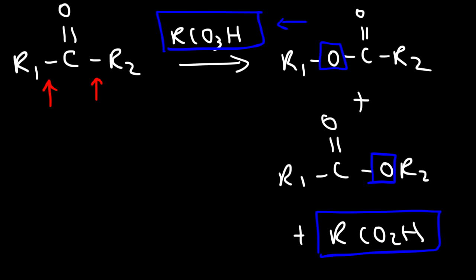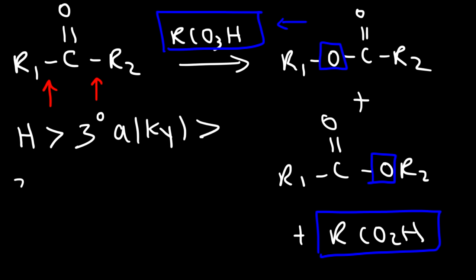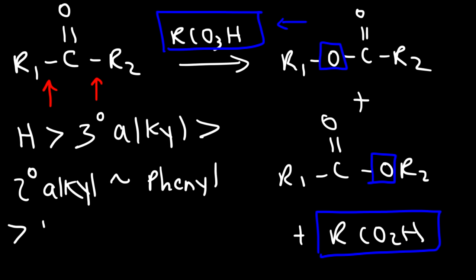So we need to determine which R group has a greater migratory aptitude. And it turns out that hydrogen has a greater migratory aptitude than a tertiary alkyl group, and that's higher than a secondary alkyl group, which has the same migratory aptitude as a phenyl group, and that's better than a primary alkyl group, which is better than a methyl group.